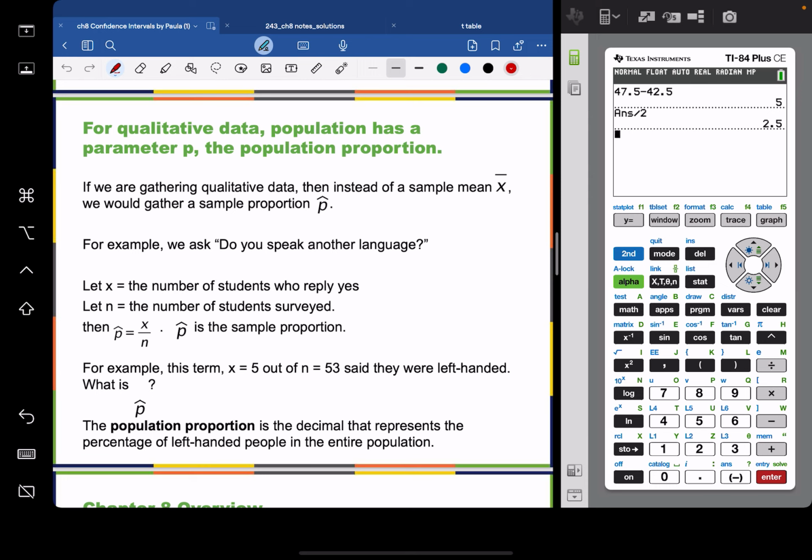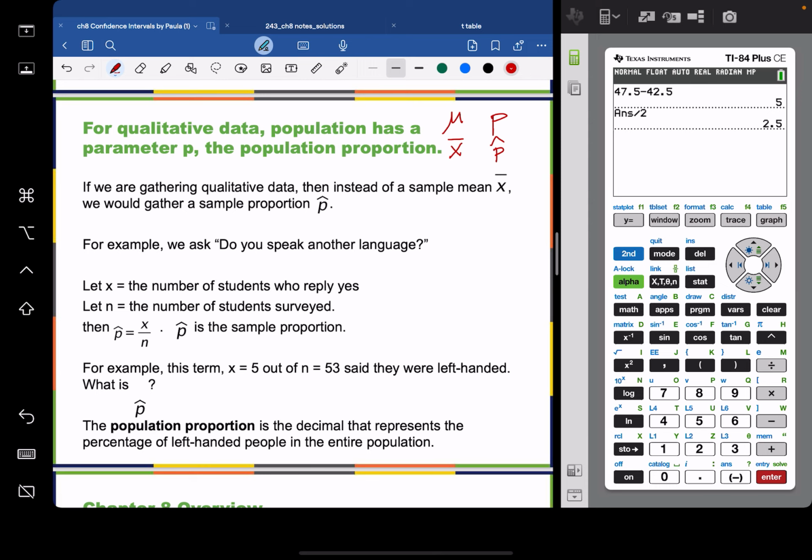So the parameter P is unknown, the population proportion. It's kind of like mu. And so where before we had mu, now we'll have P. And before we had the sample mean, x bar, now we'll have something called P hat, the sample proportion.